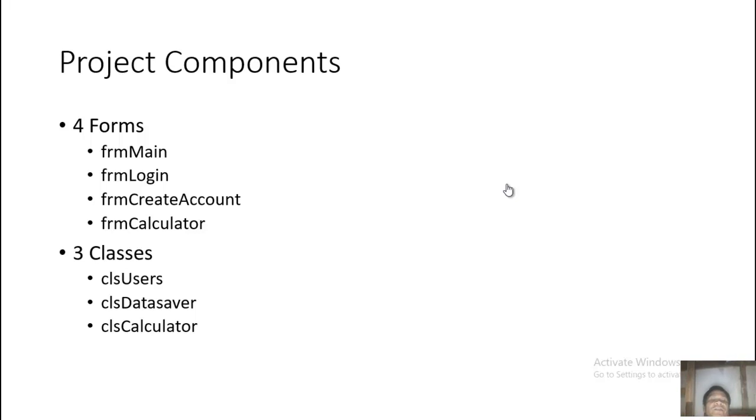The project components that we have already, we have 4 forms. Tapos we have 3 classes. The first form is the form main, the second one is the form login, and then form create account, and then form calculator. We have 3 classes. We have class users as the parent class, and then the class data saver as the child class or the inherent class, and of course the class calculator.